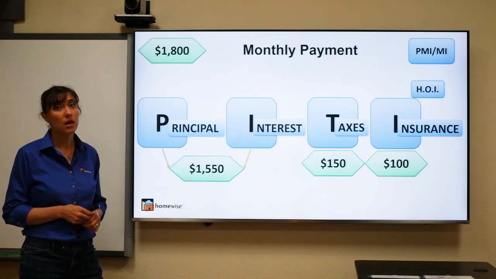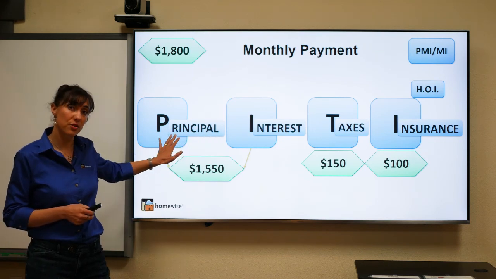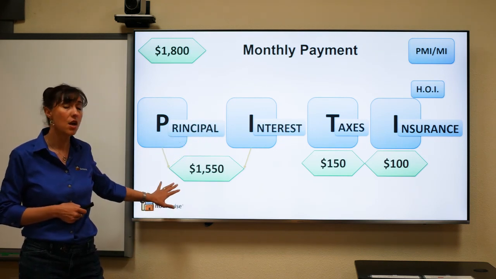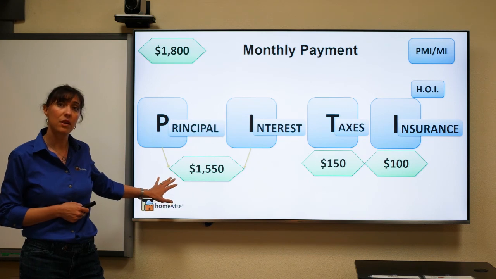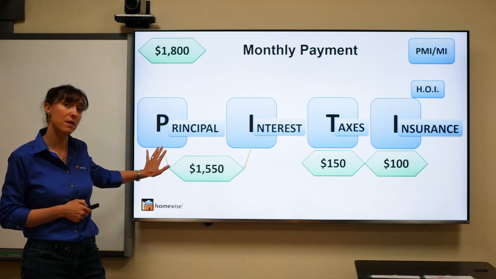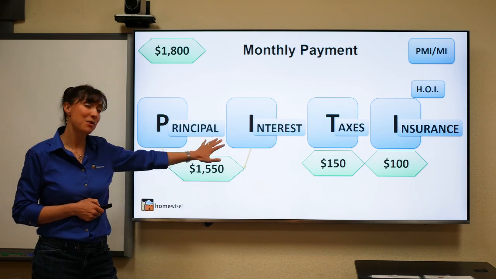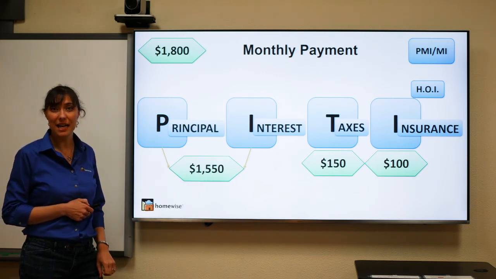And therefore, the amount in this example going toward principal and interest, $1,550, will not change over the life of the loan either. What will change is how much of this $1,550 is going toward my principal and how much of my $1,550 is going toward my interest. Let's break that down a little further.